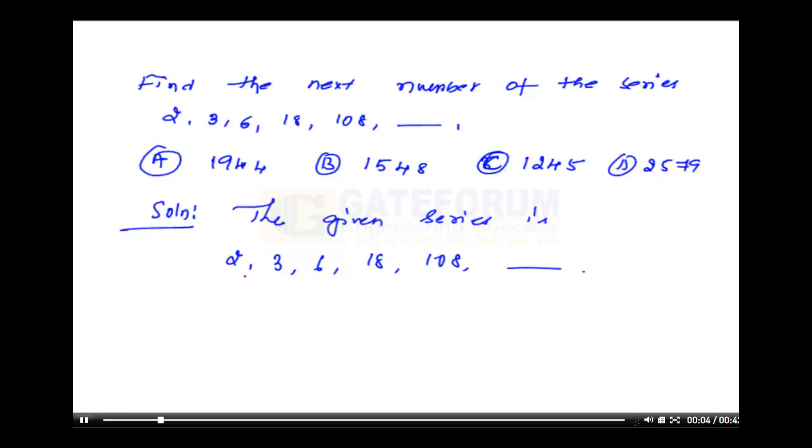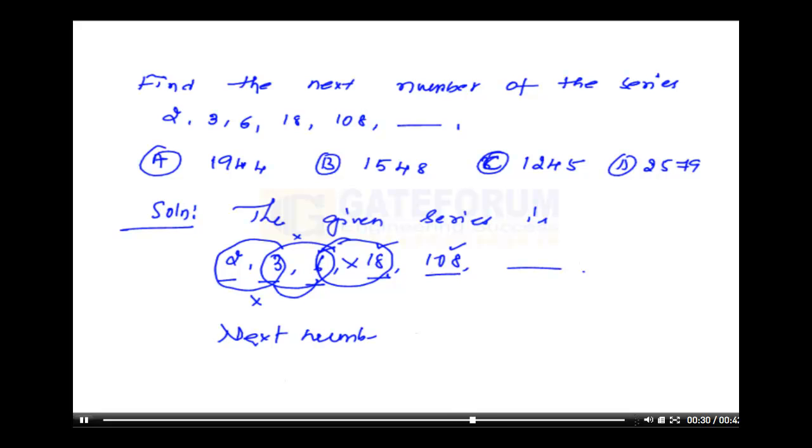The series given is 2, 3, 6, 18, 108. Now, if I multiply 2 and 3, you get 6. Now, 18 is obtained by multiplying 3 and 6. Next, 108 is obtained by multiplying 6 and 18. So clearly it is a Fibonacci series under multiplication. So in order to get the next number, it is enough to multiply the last two terms, that is 18 and 108. So if we multiply 18 and 108, the result will be 1944. That is option A.